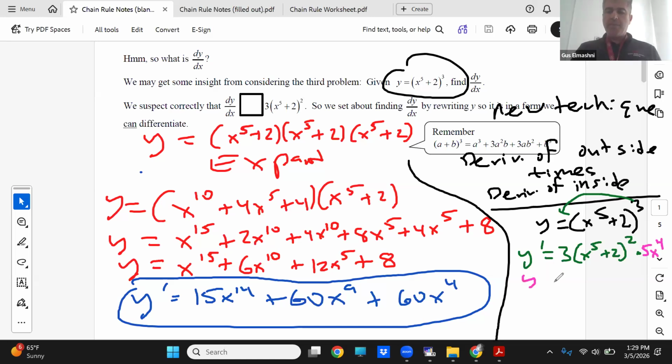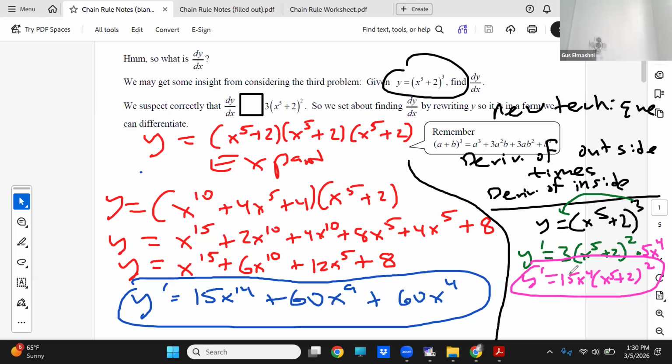So if I clean it up, it looks like this: 15x^4 (x^5 plus 2) squared. And you can circle that, leave that as your answer. So that would be my derivative. Now, is it the same as what I wrote in blue? It is. These will be the same.